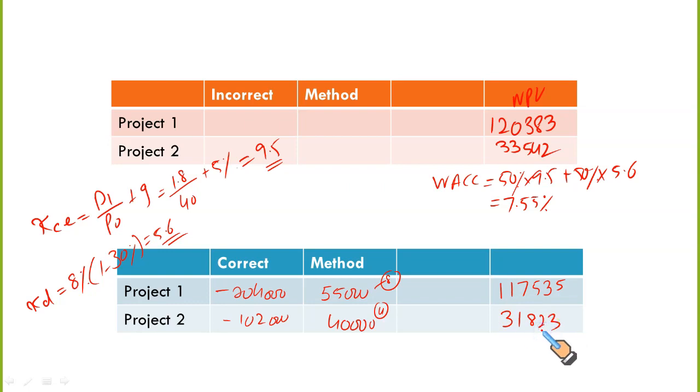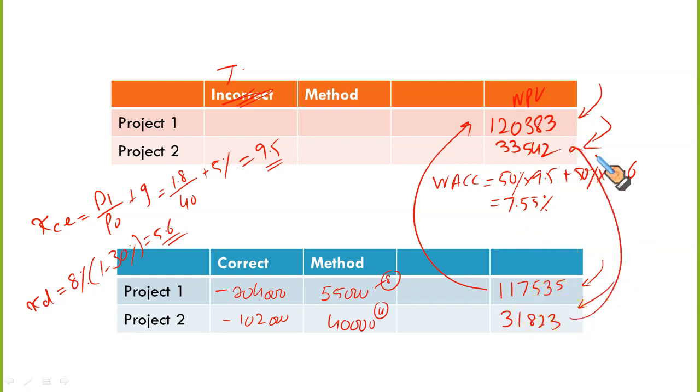Now we have the final result. Not the incorrect approach. This is the correct approach, and this is what Mr. Suresh should have done. So resultantly, his NPV in both cases is overstated. Project 1 is overstated by slightly 3,000 around, and project 2 is also slightly overstated by $2,000. So both project 1 and project 2 are overstated.